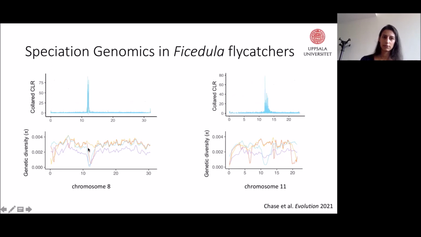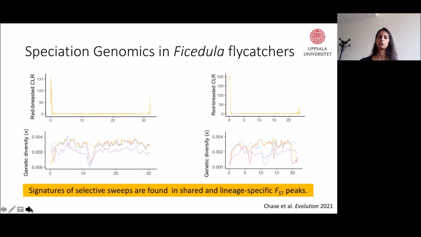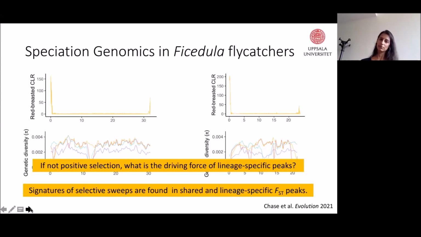So I also want to show that this is the case. Where we see this dip, we see a selective sweep for both chromosomes. And this is then valid for all the chromosomes. In the next species, the pied flycatcher, if we see a dip here, we see a peak here. Here we don't see a dip, we don't see a sweep, but that's not valid for all the species. So what we can conclude is that we find signatures of selective sweeps in both shared as well as lineage-specific FST peaks.